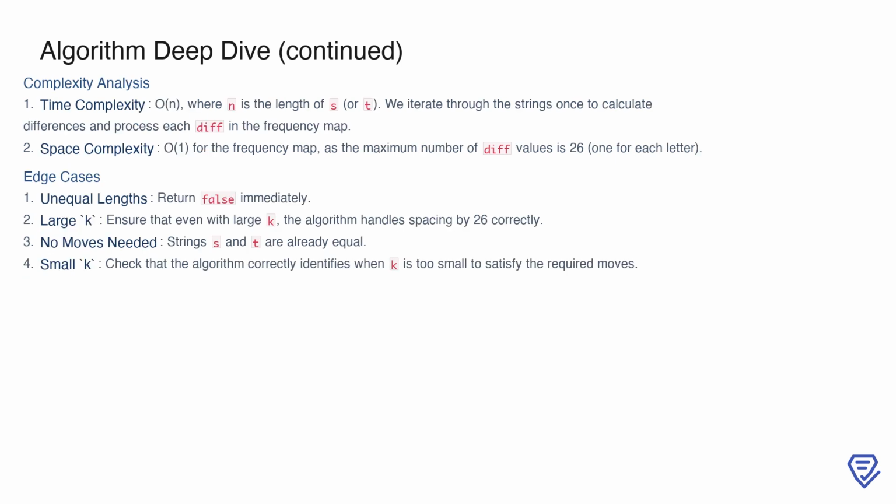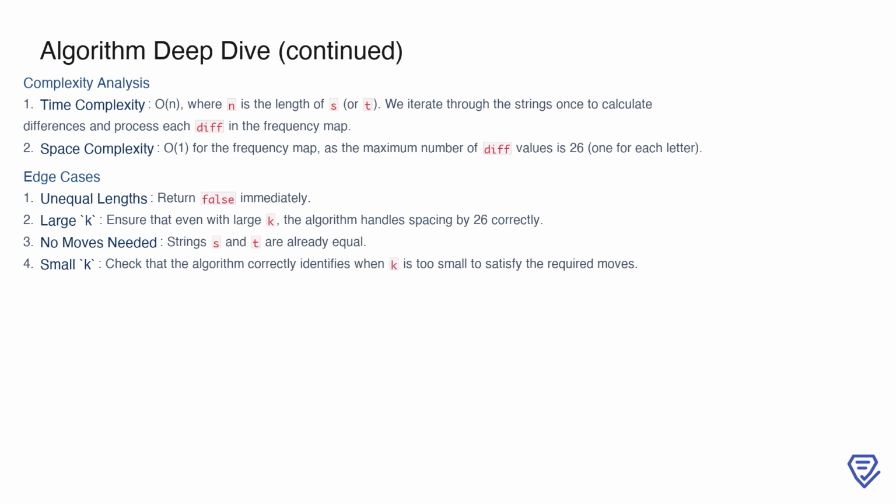Analyzing the complexity, the time complexity of the algorithm is O(n), where n is the length of the strings. This is because we iterate through s and t once to calculate the differences and then process each unique difference in the frequency map. The space complexity is O(1), as the frequency map can have at most 26 entries, one for each possible difference. This constant space usage ensures scalability.